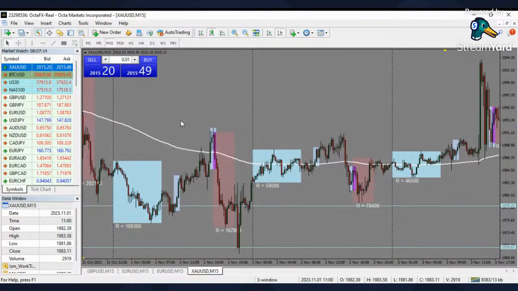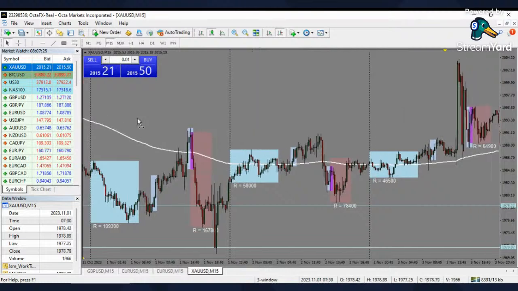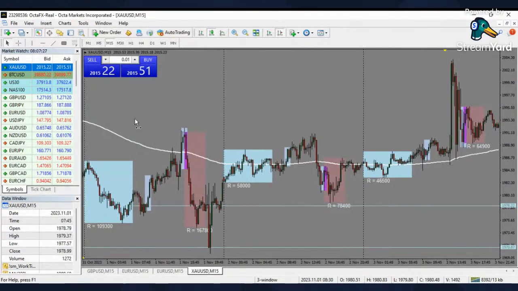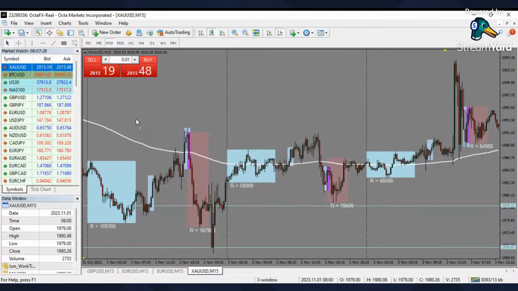Just to remind you, I am working on the 15 minutes time frame. This is a 15 minutes time frame. Then I'm working on gold, right? And I'm doing my back testing from November 1 of last year. That's where I'm taking my back testing from.